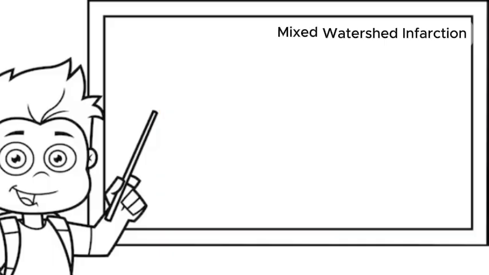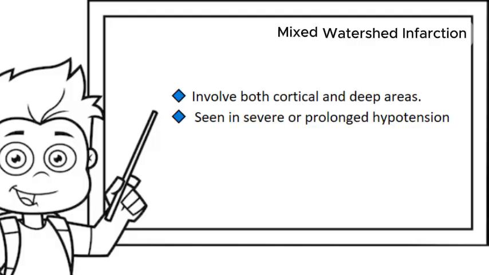The third type is called the mixed watershed infarct, and this involves both cortical and deep areas. This is seen in severe or prolonged hypotension.